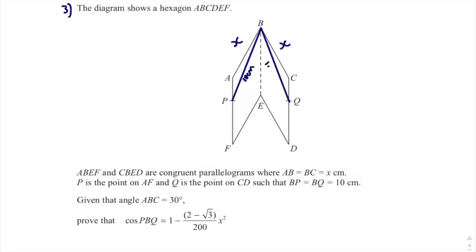and these are 10 centimeters in length. We're told that angle ABC is 30, so that's this whole angle here, so that's 30 degrees. And then we need to prove that cos PBQ, which is this angle in here, just between the two 10 centimeter lines, is equal to (1 minus 2 root 3) all over 200 multiplied by x squared. So the key to this question is we need to look at two different triangles.